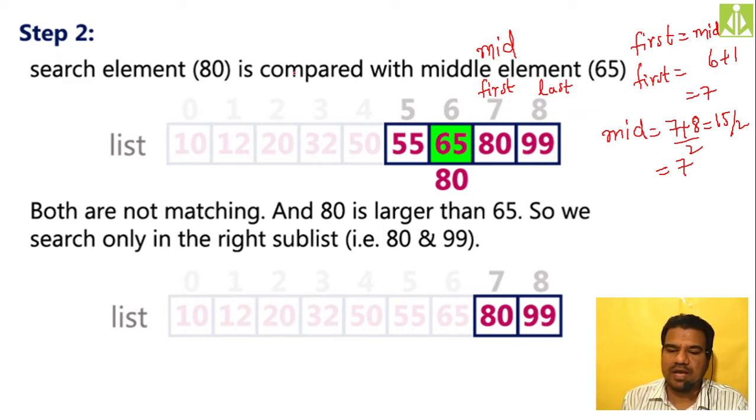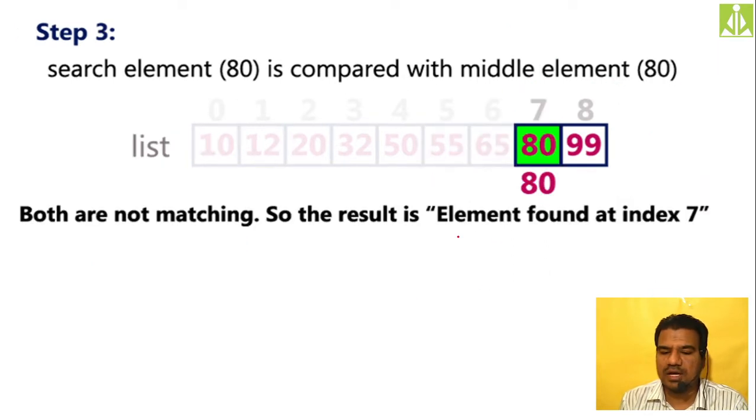So now once again what do we have to do? Do the comparison between list of mid and the key value. So what is list of mid? List of mid is 80. As you can see, my mid is over here. So list of mid is 80. What is key? 80. So we found the match now. As you can see, we found the match. So the element is found at the 7th index.